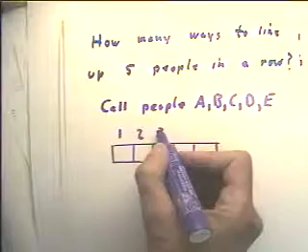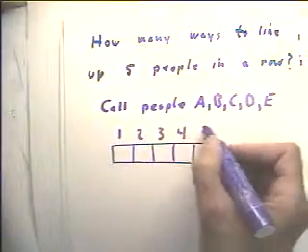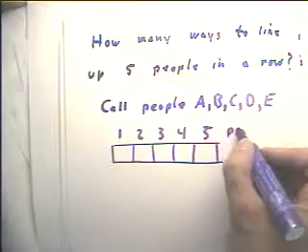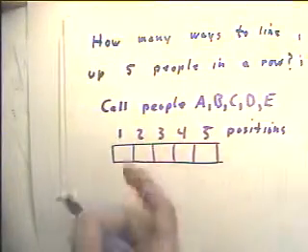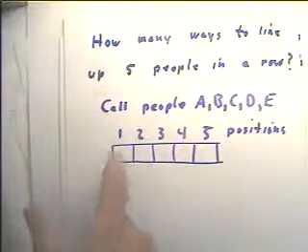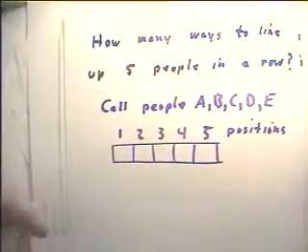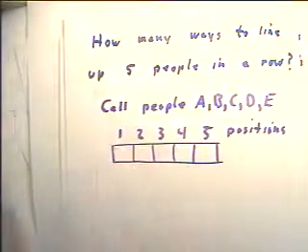Let's call the positions 1, 2, 3, 4, and 5. The question is how many people can go in each position. And let's say we're going to fill the positions from left to right, so how many possibilities are there for the person that goes in this position?